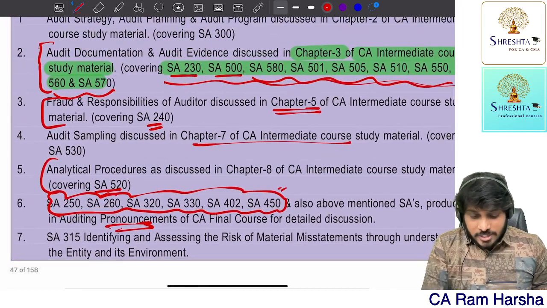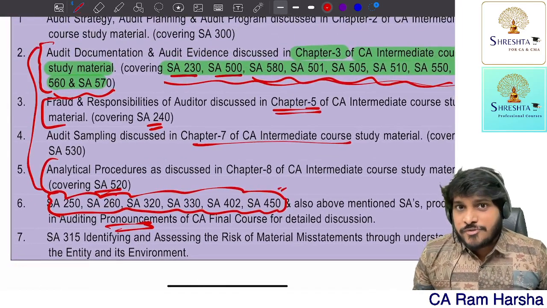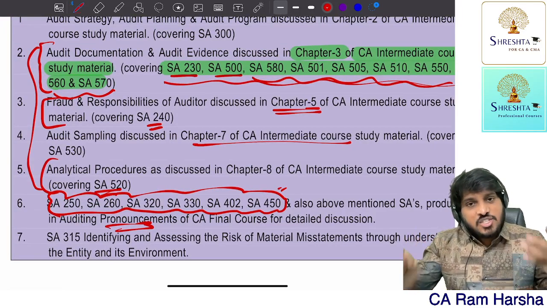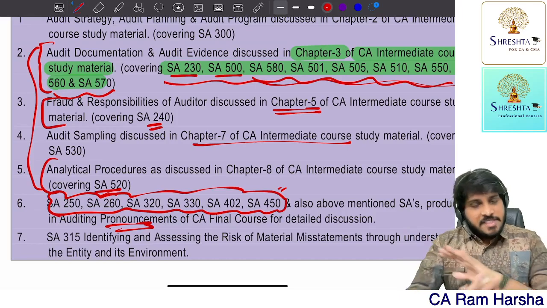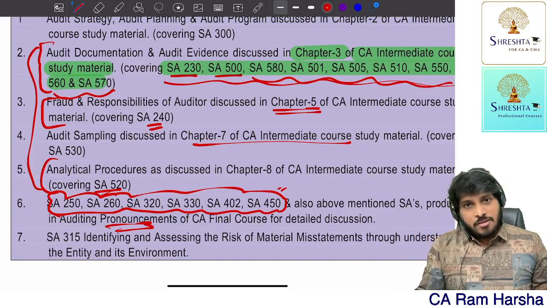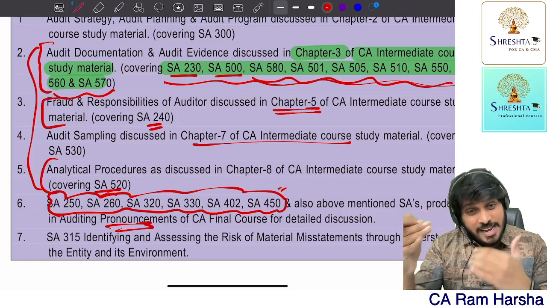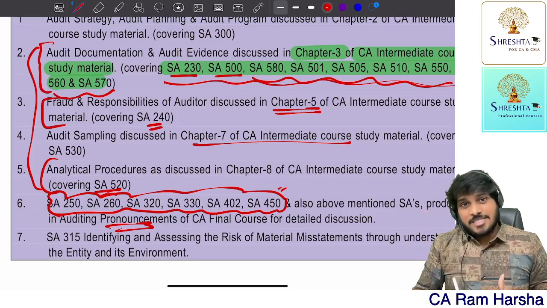Now for the rest of the standards, what do you need to do? You need to refer to the CA Inter book, because in CA Inter only, these standards were discussed in depth. They were not covered in depth in CA Final. So what we do in our regular class is take material from CA Inter for these standards and discuss it in class.